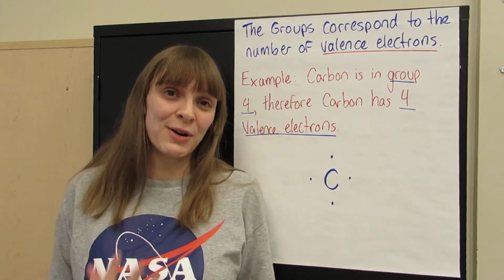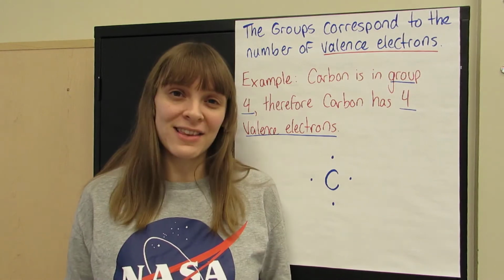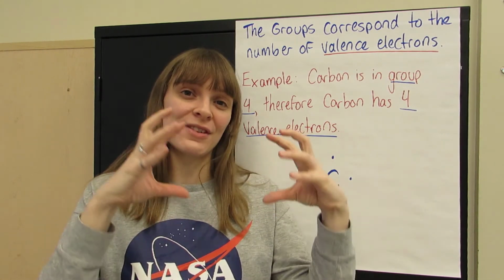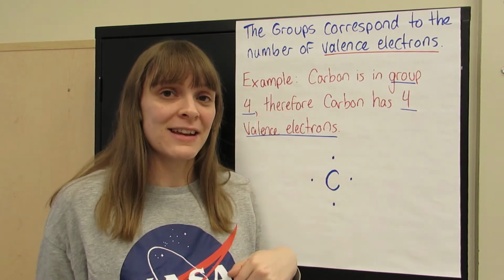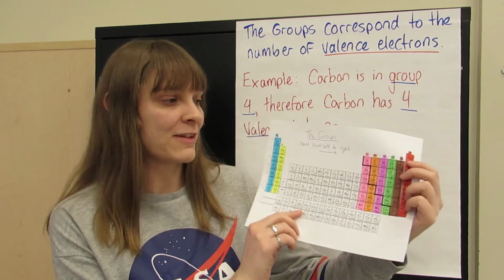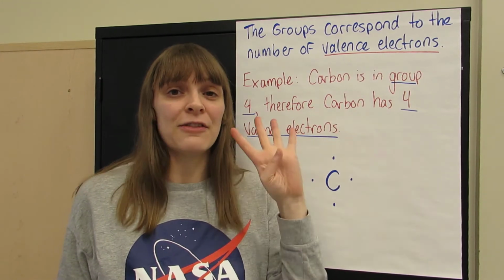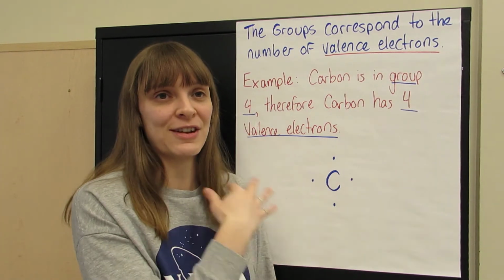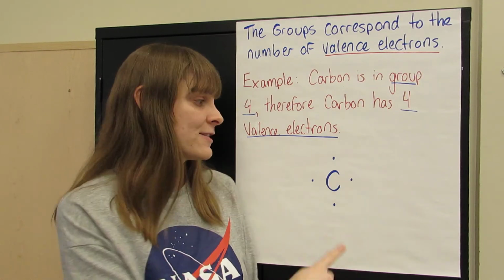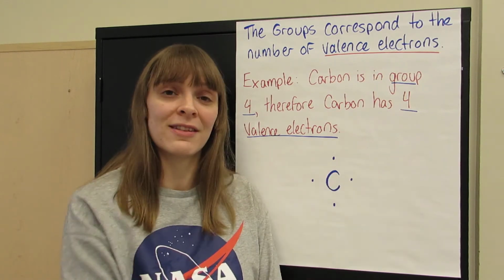They are completely non-reactive. Now the groups correspond to the number of valence electrons that an atom has. The valence electrons are the electrons located on the outermost shell. So if we were to take a look at carbon, carbon is located in group 4. If we look here, carbon is in the orange column right there. If it's in group 4, that means that it has 4 valence electrons. And this is drawn using a simplified version of our model that we're going to be seeing. So we just have C for carbon, and then we draw the 4 valence electrons as dots around the C.